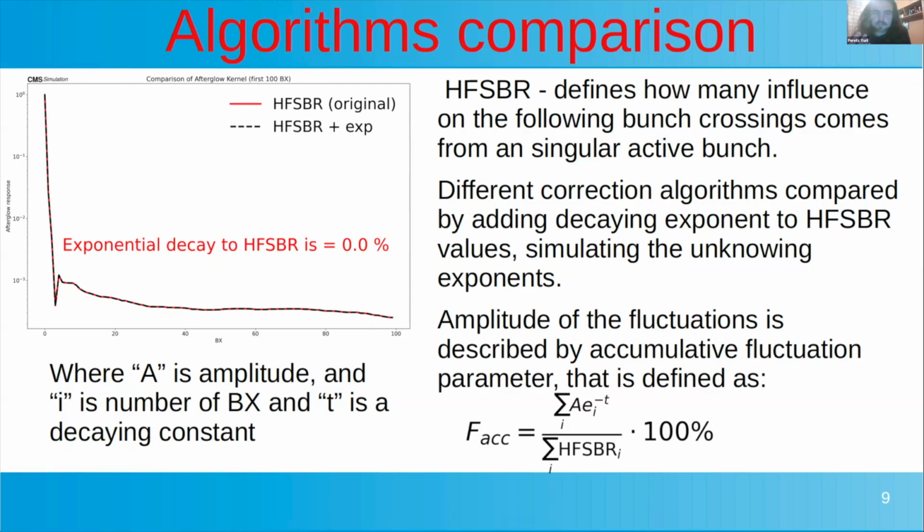When we do our Monte Carlo simulations, we want to test this new approach. But in the real world, we don't know how close to the truth our HFSBR value is. To simulate this effect, we add some fluctuations. We add fluctuations by adding exponentially decaying values to our HFSBR. The parameter that defines how strongly we added those fluctuations is called the cumulative fluctuation. It is basically the sum of all exponential values divided by the sum of all HFSBR values.